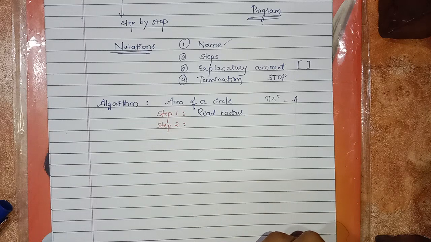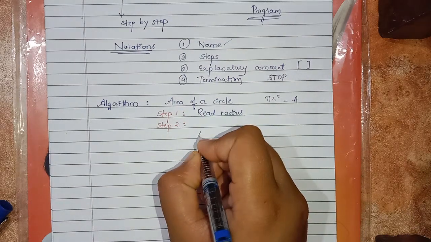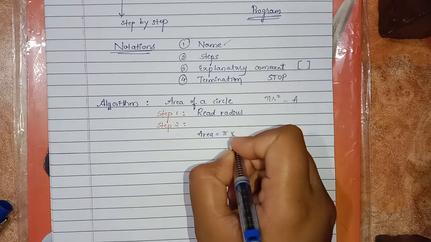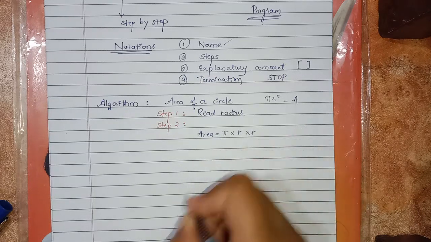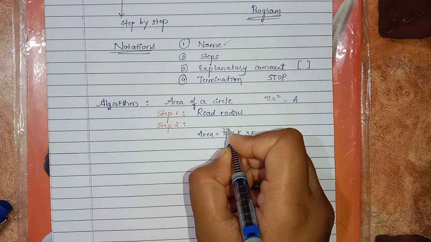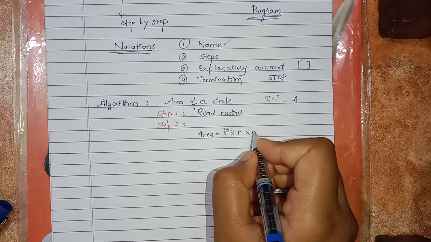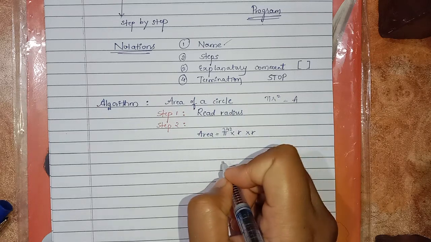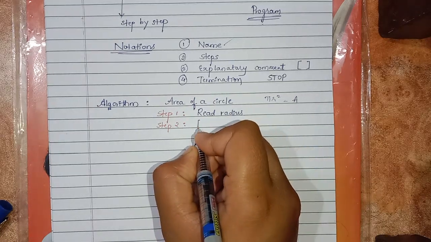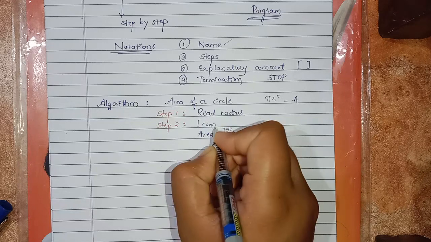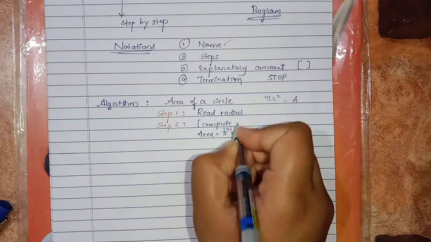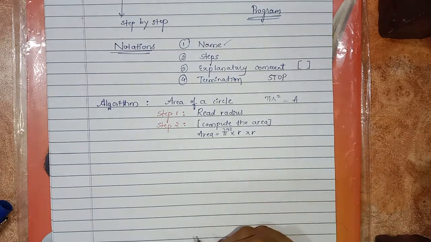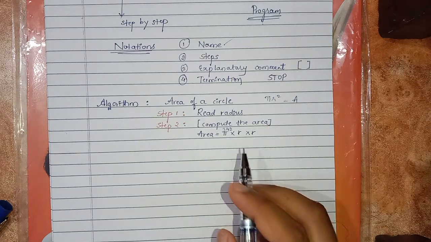How to find the area. For that we have area is equal to pi into r into r. Pi means 3.142 into radius into radius. What you are doing here is computing. You are computing the formula of area. So the second thing is what? Compute the area. Okay, what you have done here is computing the area.